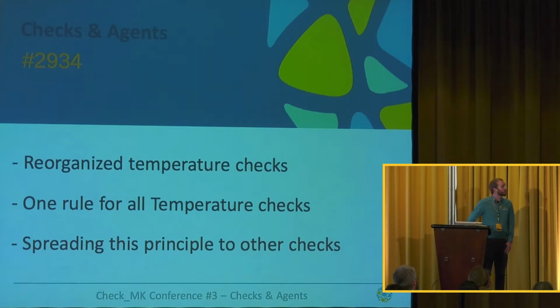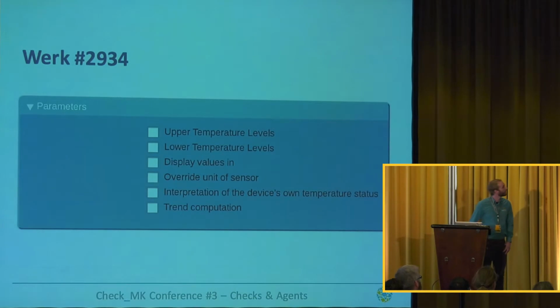So this principle was then used, of course, for other rules, for example, to control fans or maybe humidity, for example, for Kentix devices and also others. Of course, all that works with one rule set, and it's just easier that way. Okay, so again, you can see the rule itself. So we have all different scenarios covered here: upper temperature level, lower temperature levels, things that can't be too warm, and then also others, of course, for example, also the trend computation.